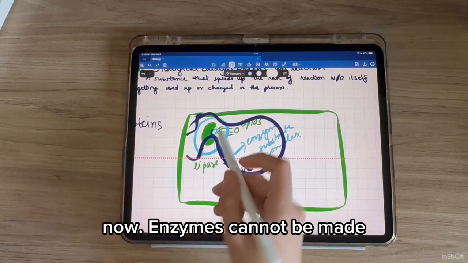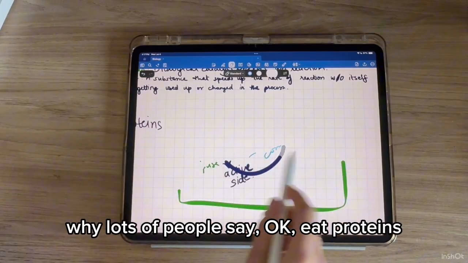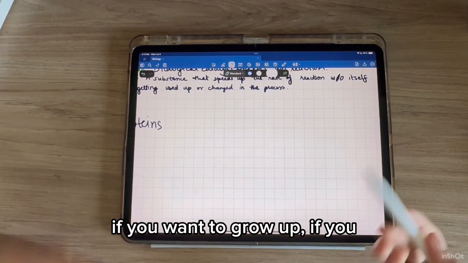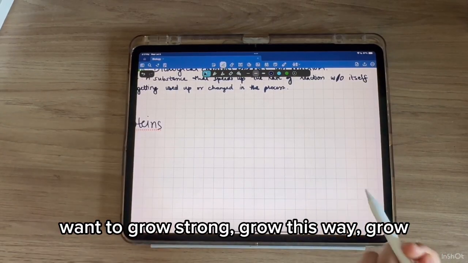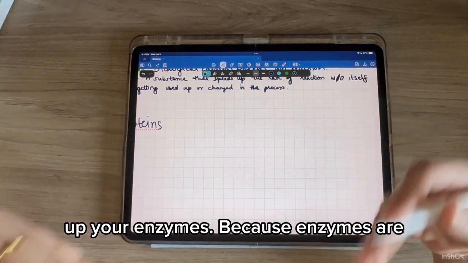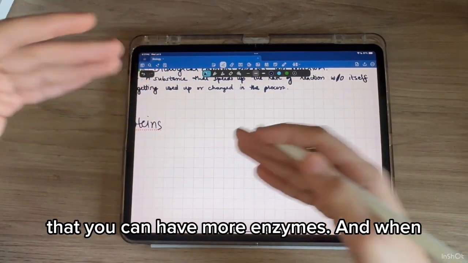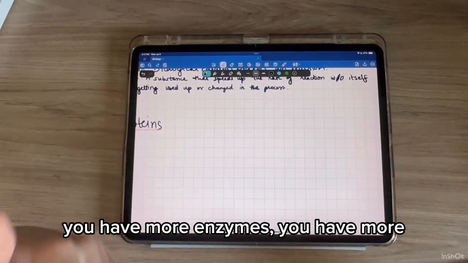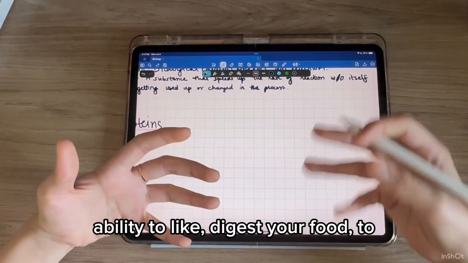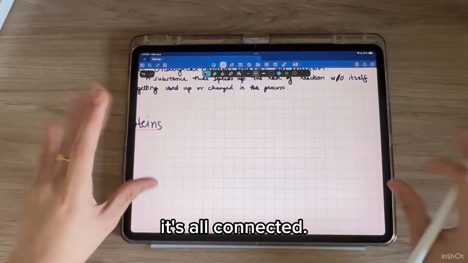Now, enzymes cannot be made without ingesting proteins. That's why lots of people say, eat proteins if you want to grow strong, grow this way, grow that way. Because they make up your enzymes. Because enzymes are proteins, you must eat more proteins so that you can have more enzymes. And when you have more enzymes, you have more ability to digest your food, have faster reactions, grow faster. See? It's all connected.